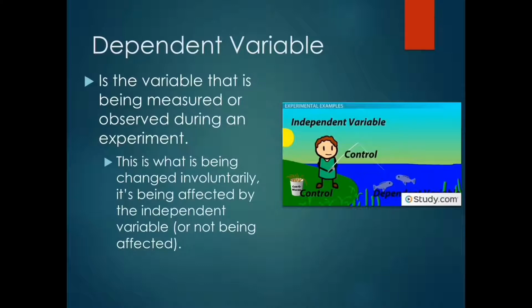And the dependent variable is the variable that you're measuring. It's the one that you're observing during the experiment. So this is what is being changed involuntarily and is being affected by what you're doing with the independent variable.